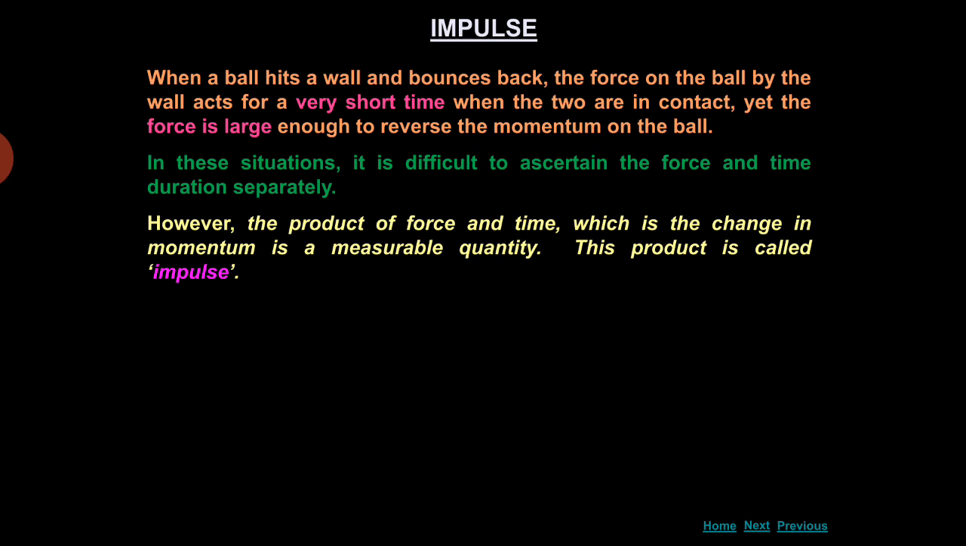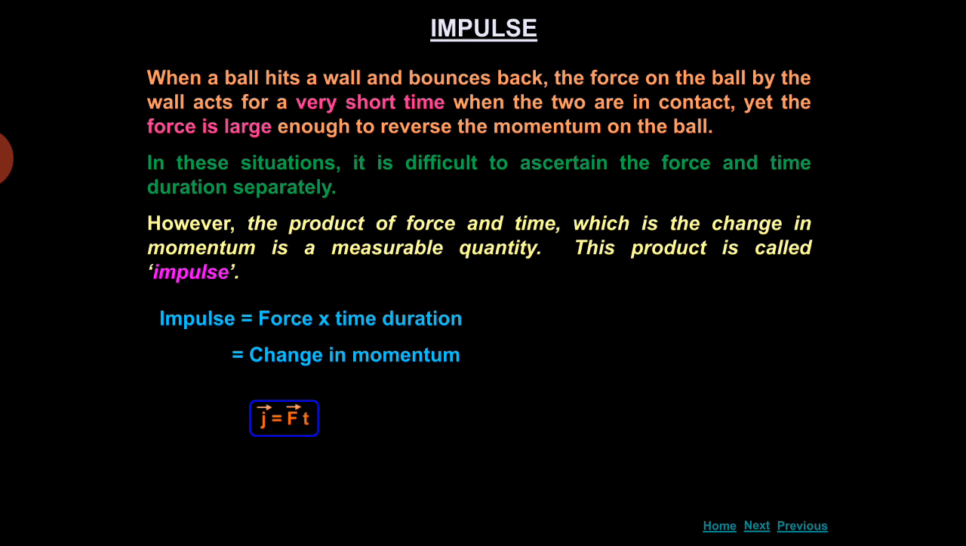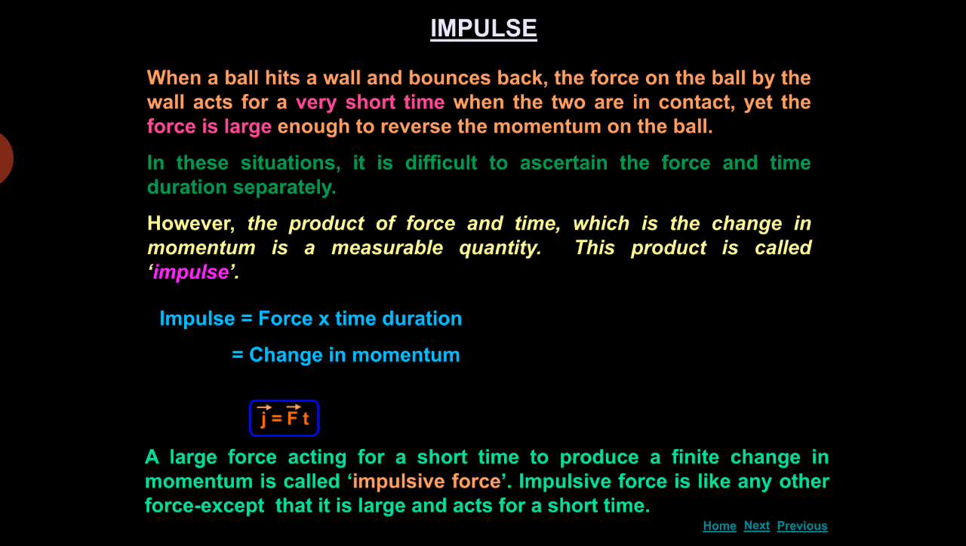So what is impulse? Impulse is equal to the product of force and the time duration for which the force acts. It is also equal to the change in momentum as per Newton's second law of motion. Impulse is denoted by the letter J. So J vector, as it is a vector quantity, is directed along the direction of the applied force. So J vector is equal to F vector multiplied by the time t.